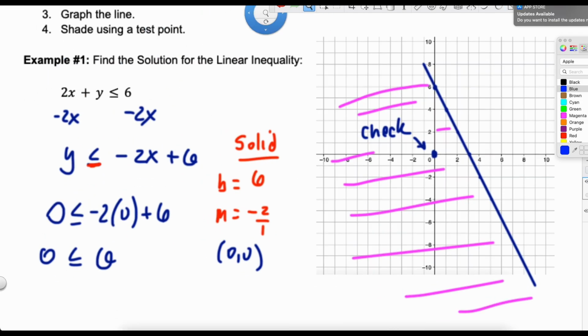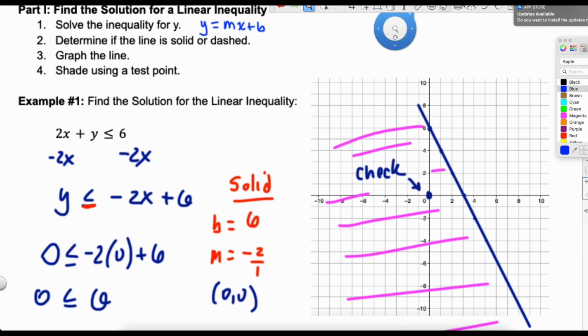Example 1: find the solution to the linear inequality 2x plus y is less than or equal to 6. First step is to solve the inequality for y. Subtract 2x, and we get y is less than or equal to negative 2x plus 6. Determine if the line is solid or dashed. This is going to be solid because the inequality tells us it's less than or equal to. And then we graph the line.